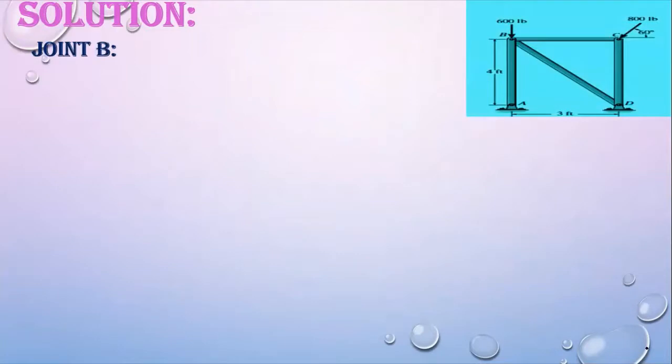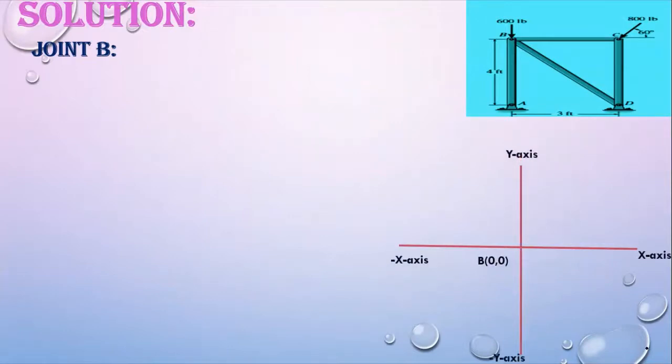We have done joint C and we have calculated two member forces. Now we are moving towards joint B. At joint B, we have already calculated the member force FBC, so we will be able to calculate the other member force FBD. So we make a free body diagram at joint B. There are a positive x-axis, negative x-axis, positive y-axis, negative y-axis. One force is acting vertically downward, towards the negative y-axis, that is minus 600 pounds.